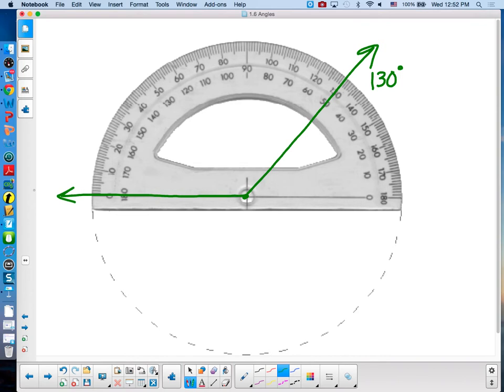First one, there's only one angle. When you get down to like 7, 8, 9, 10, there's more than one angle in that picture. Measure the one that I told you to measure. All right, we'll take a few minutes to do some protractor measuring.